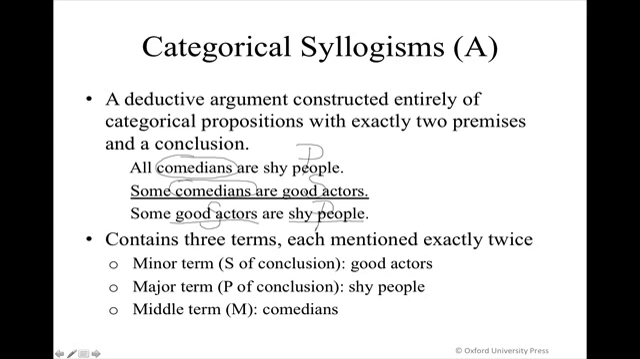Okay, the last term you need to know about is what's known as the middle term, and this is the repeated class in your argument. So every categorical syllogism will have a subject class of the conclusion, which is your minor term. The predicate class of your conclusion is your major term, and these appear each in their respective premises. And then the repeated term in the premises is the middle term, and that drops out in the conclusion.